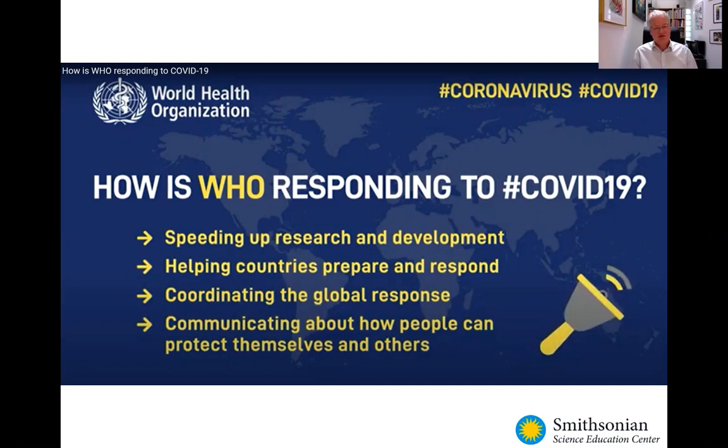And then coordinating the global response. The global response is what member states expect us to do. And we have just finished our assembly where we discussed with all the member states our global response. But the last one here, communicating about how people can protect themselves and others, is very, very important. And that's why we were very happy to engage with Smithsonian.